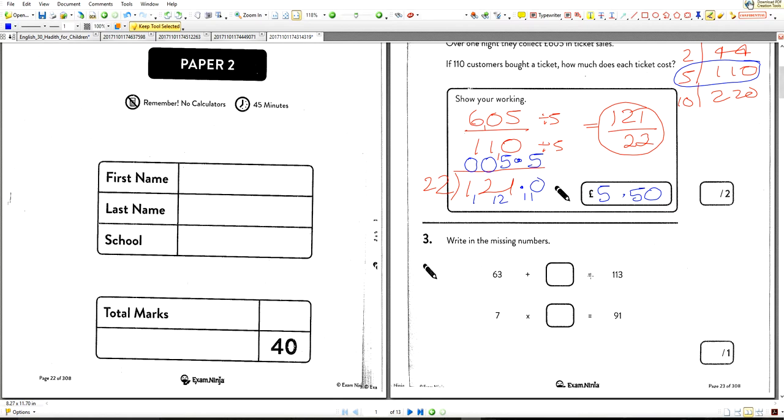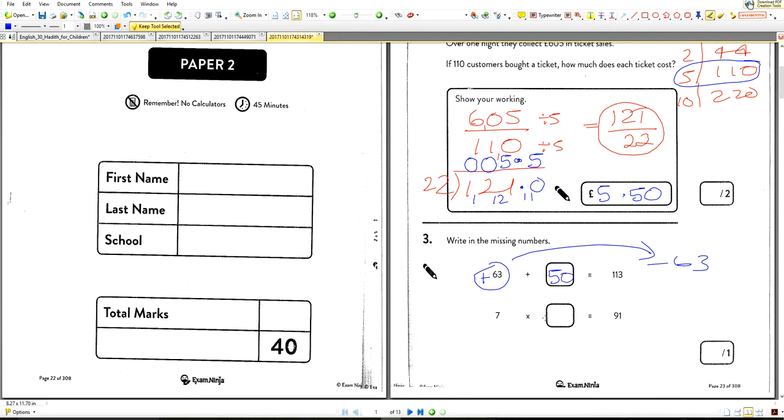Write in the missing numbers for question number 3. So you have 63 add a number is 113. So we have to solve. The adding 63 doesn't belong to the number, by the way, so we take it over to the other side. It becomes minus 63. So this is solving equations. You can look back at my algebra solving equations video for that. So 113, if we minus the 63, will give us an answer of 50.